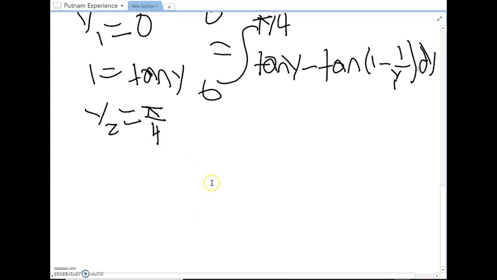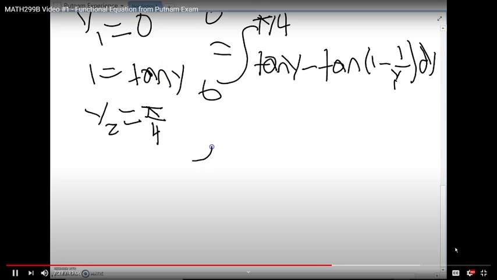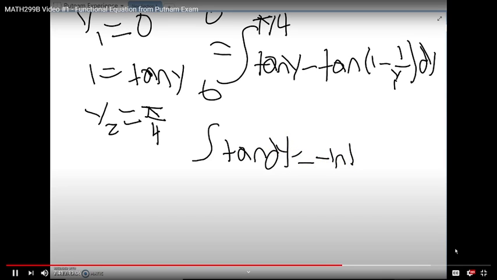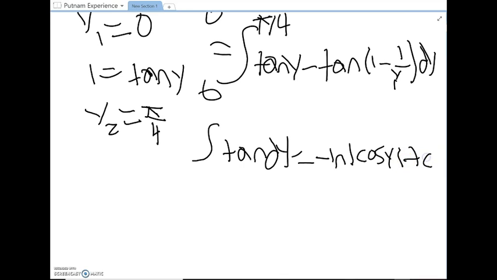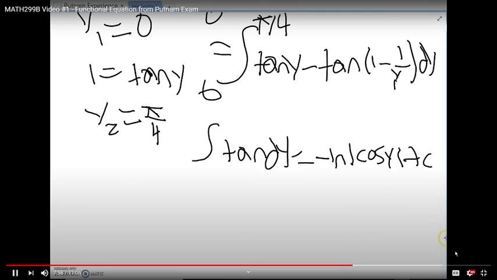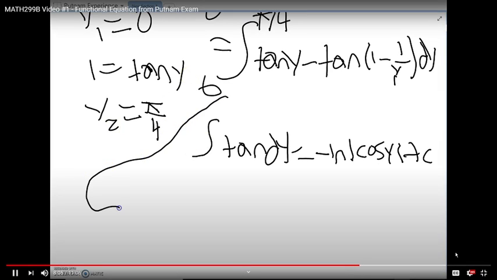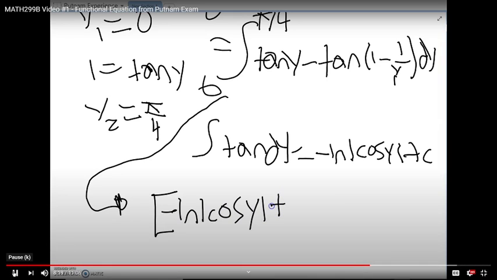A good thing to know is that the indefinite integral of tan y is the following. This indefinite integral is equal to negative ln absolute value cosine y plus c. This is going to help a lot with this integral. So now I can make this simpler. This is just going to be negative ln cosine y plus ln absolute value cosine of (1 minus 1 over y).